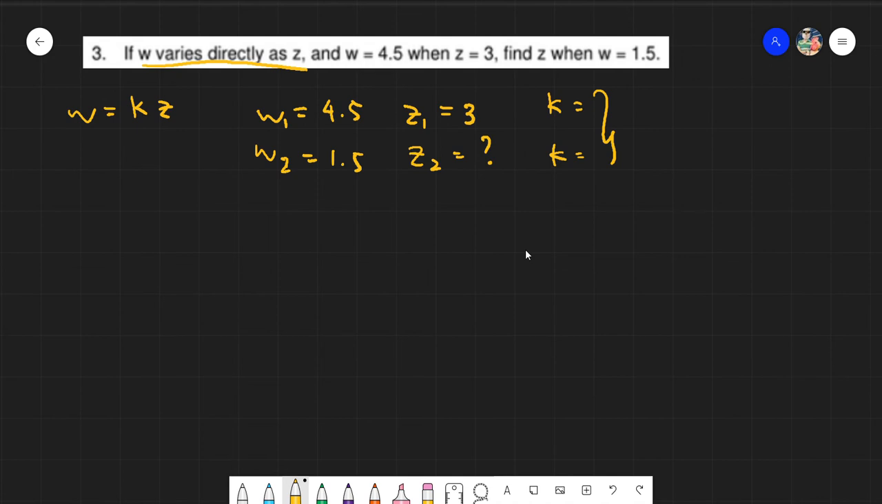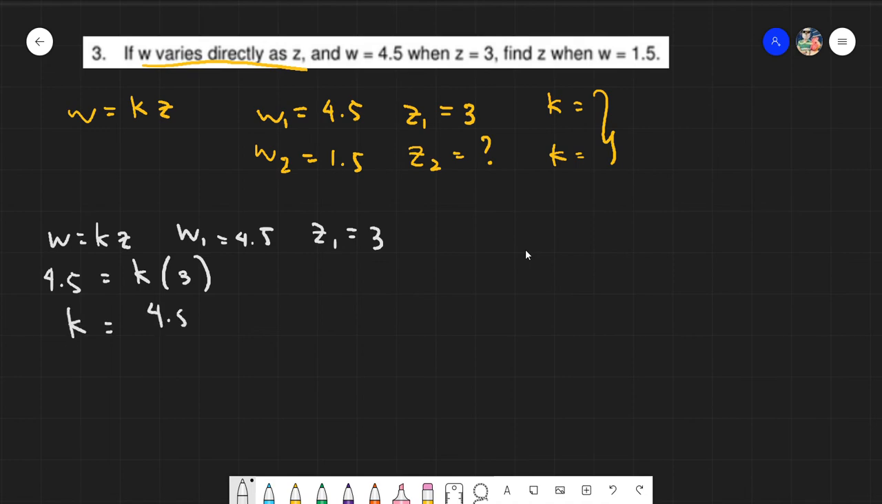So let's solve for the K first. W is equal to KZ. And our W sub 1 is equal to 4.5 and Z sub 1 is equal to 3. Substitute, so 4.5 is equal to K times 3. And transpose. K is equal to 4.5 divided by 3, giving us an answer of, let me just get my calculator so that we will be faster, 3 halves. So we have 3 halves here.